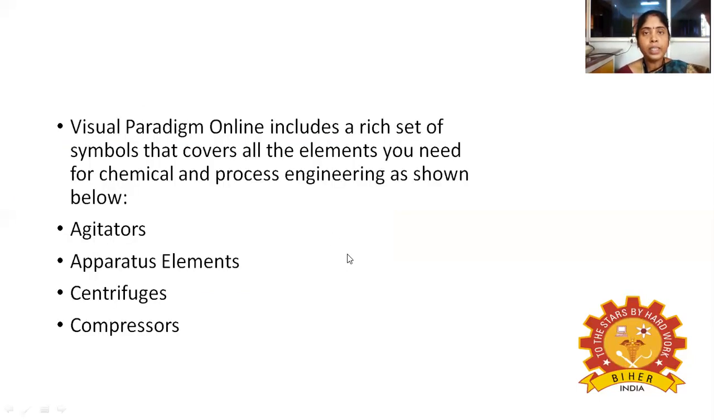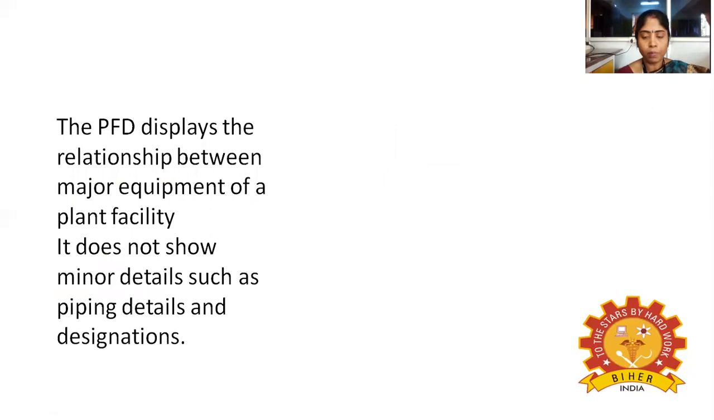It is a simplified diagram which describes the input to the output, the steps taken for product development, and it also has a set of symbols that covers all the elements needed for process engineering. Here it indicates the various symbols that are used. Whatever parts of a fermenter we have can be represented in a simple form. The first one, the agitator, can be represented this way.